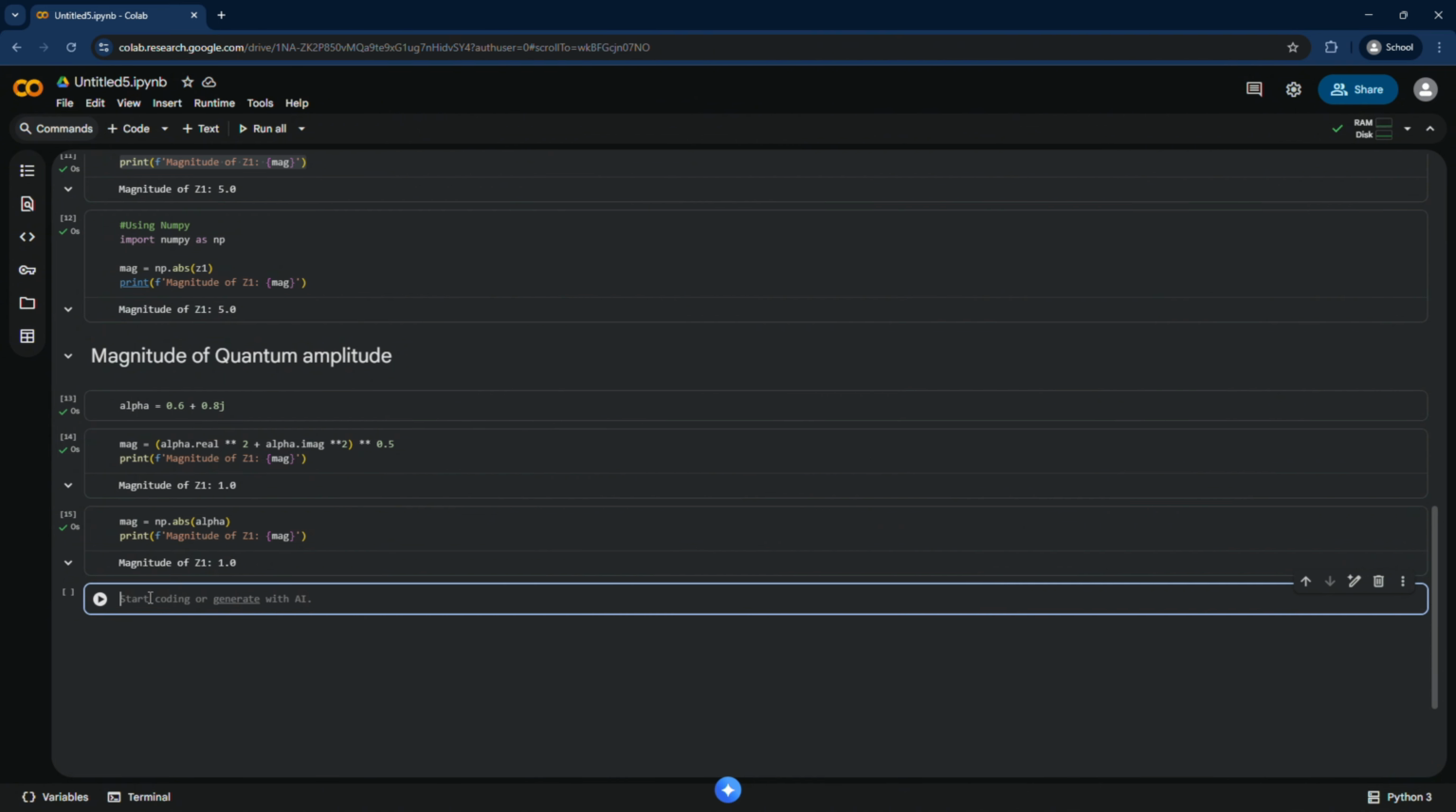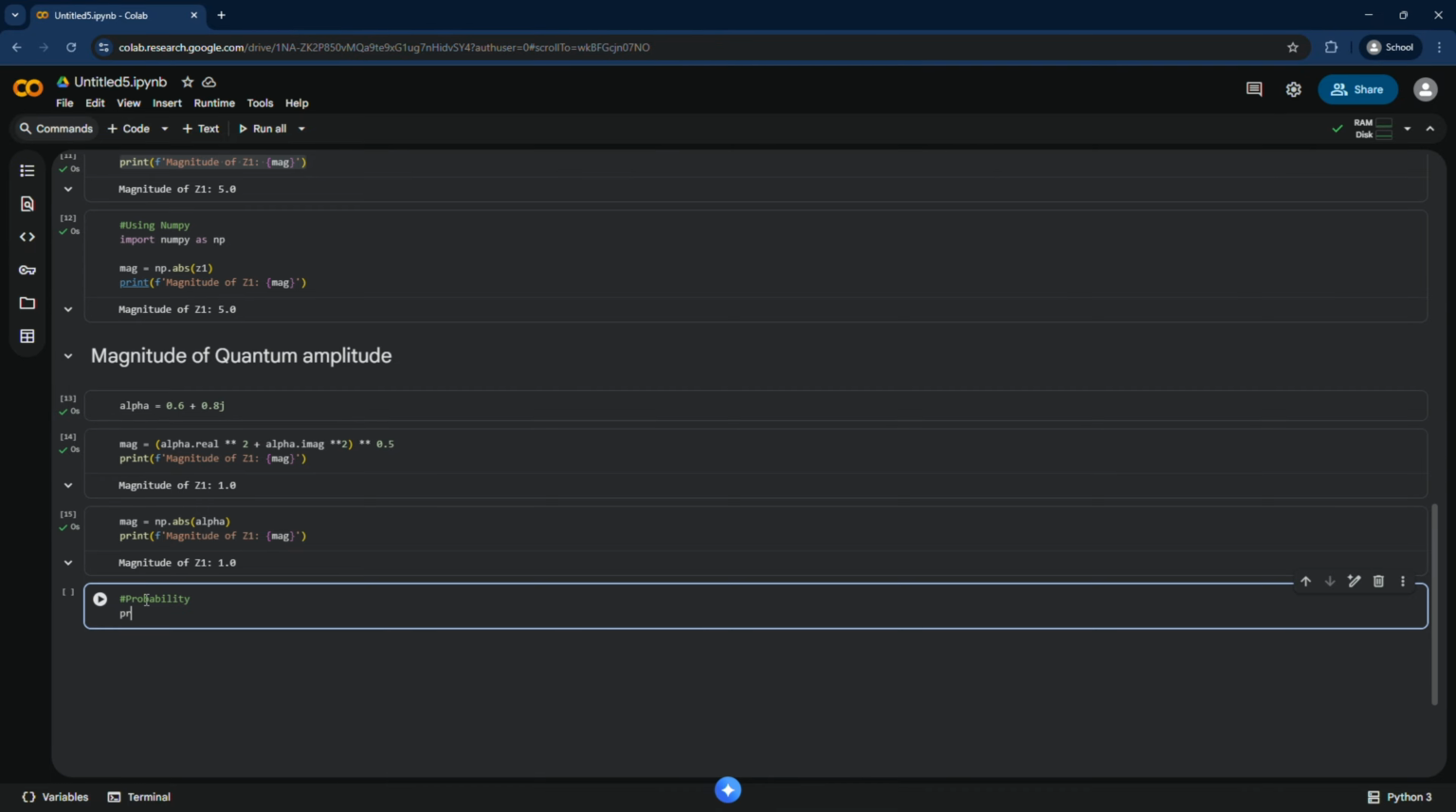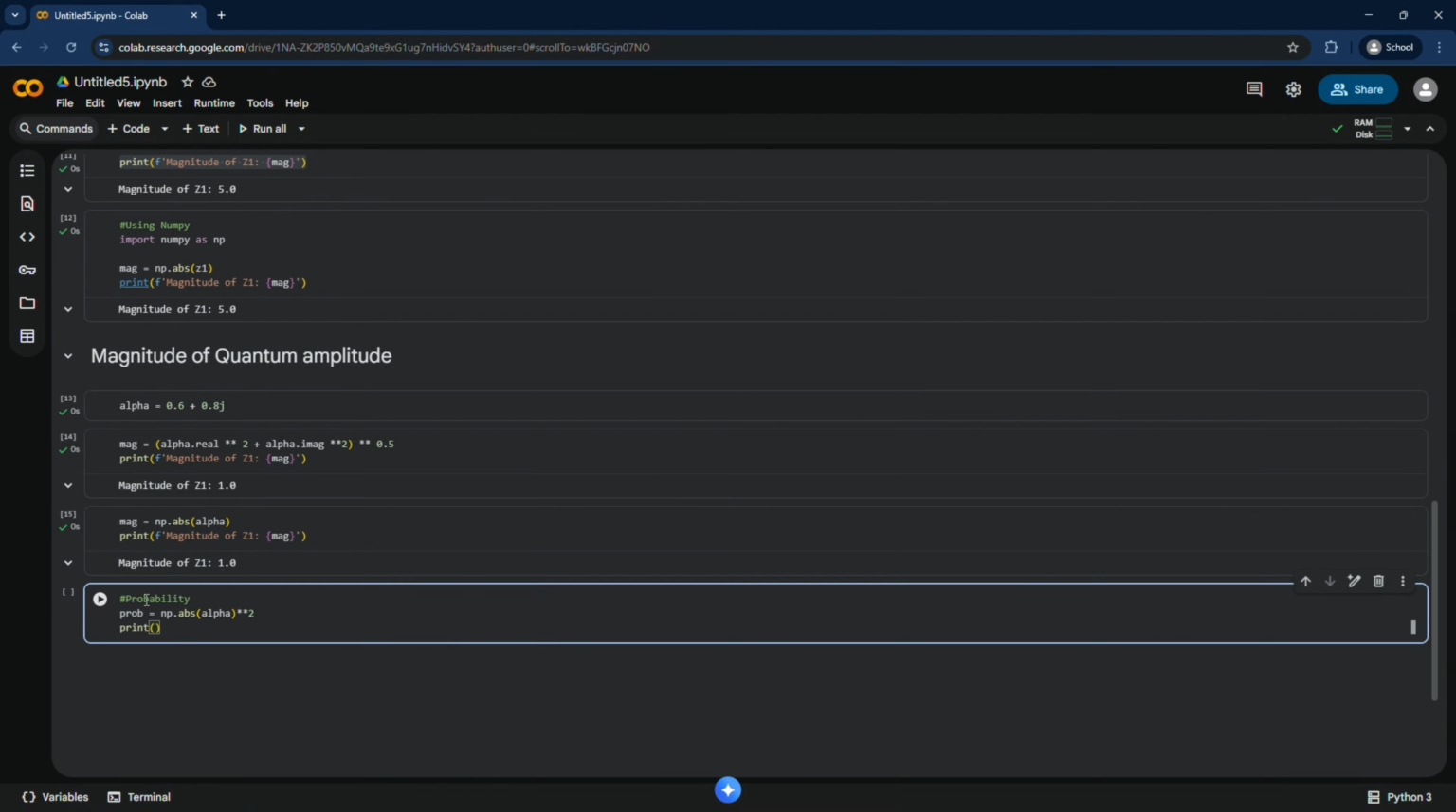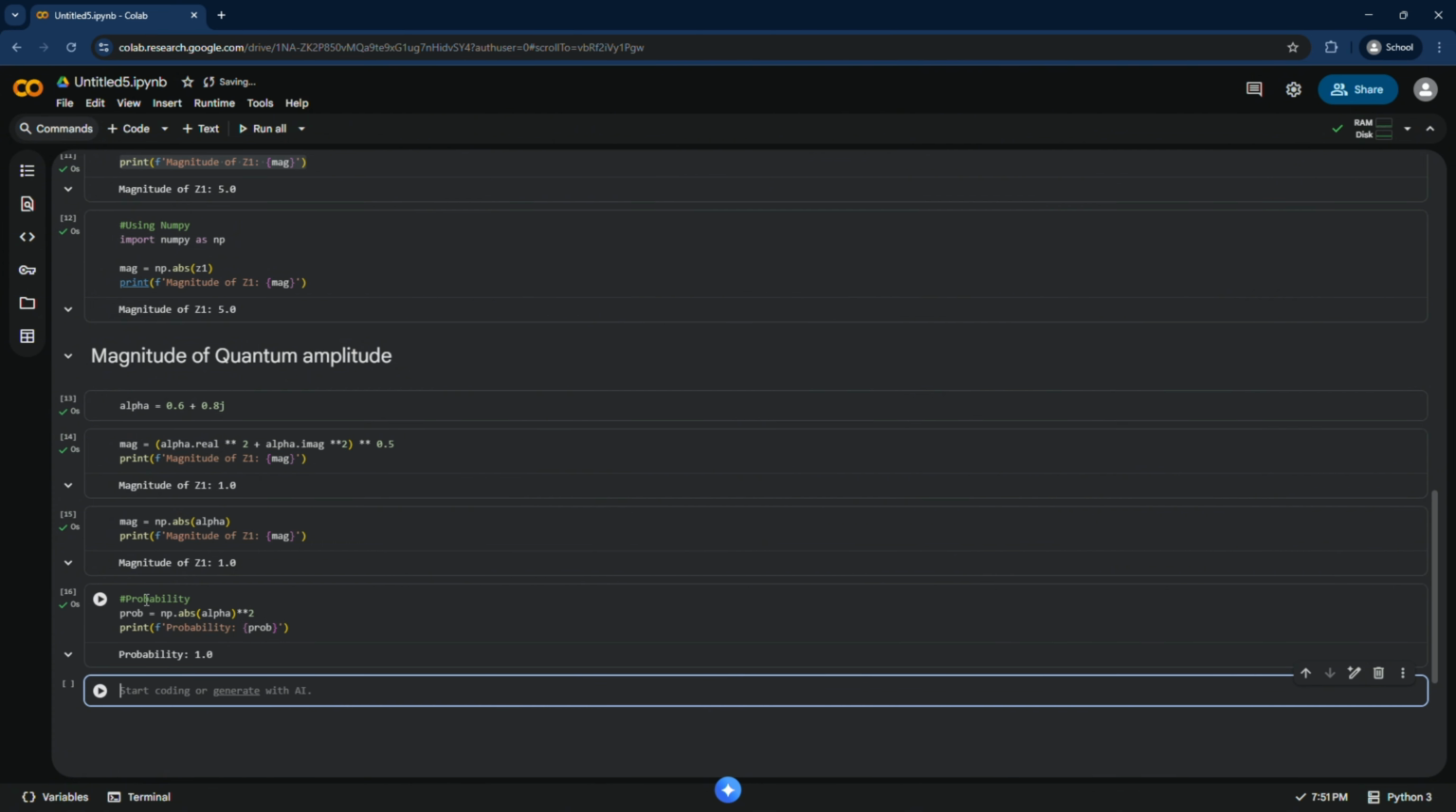Remember that if a quantum amplitude is a plus bi, then the probability is a square plus b square. Now let's compute that. This gives exactly 1, because 0.6 square plus 0.8 square equals 1. So, if alpha represents the amplitude of 0, then the probability of measuring 0 would be 1.